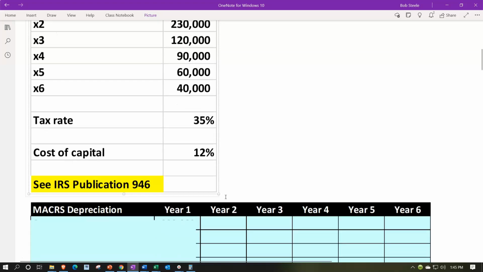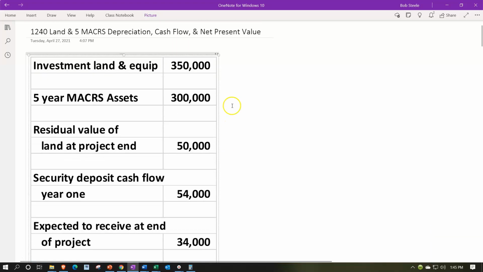So we're going to have to think about this transaction. First, we're going to think about the amount of the depreciation, so we can consider then the tax impact on the cash flows.